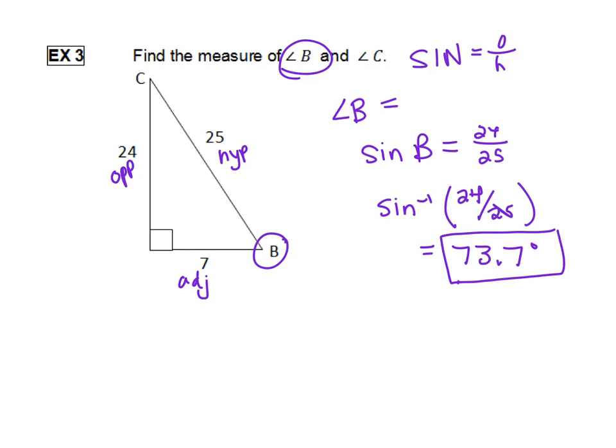All right, so let's look at angle C. Well, now we have to think about angle C is up here. The hypotenuse stays the same. I'm going to go ahead and just cross these off and rewrite this. Now the opposite side is 7, and the adjacent side is 24. So you can use sine, cosine, or tangent if you have all three of your sides. So let's say we want to do sine of angle C. Well, we know the sine of angle C is the opposite over the hypotenuse, so 7 over 25.